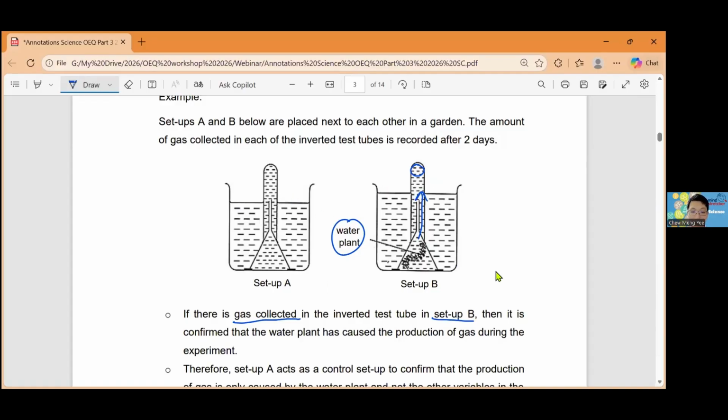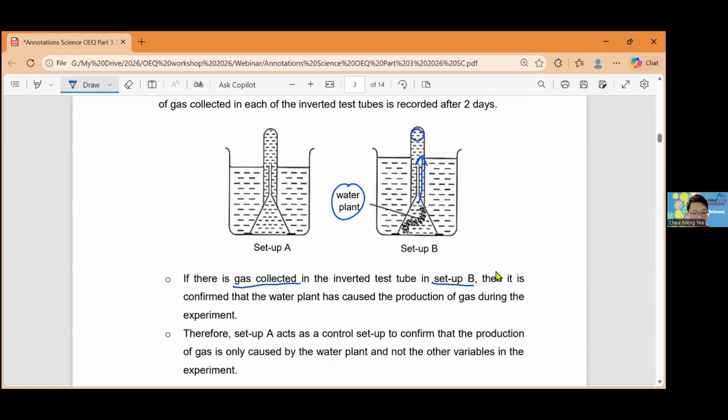All right, so if we can collect a gas in setup B but none in setup A, that confirms and makes sure that the production of this gas, or the collection of that, must be caused by the water plant and nothing else, no other variables. Because the only difference between these two setups is the water plant. So that is the purpose of the control setup. It's meant not to test the variable, while the experimental setup, the one that is set up here, is the experimental setup.